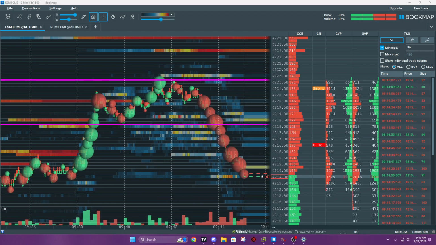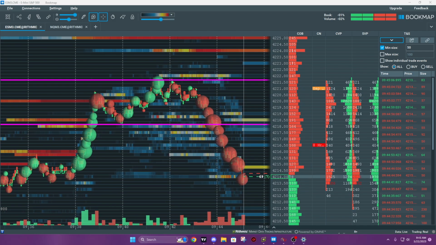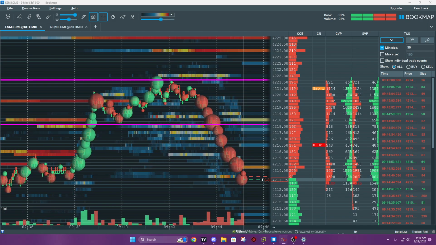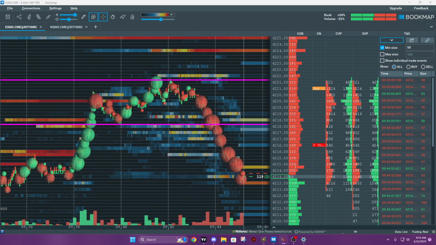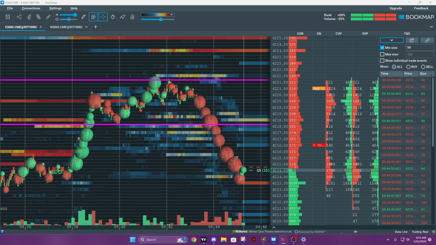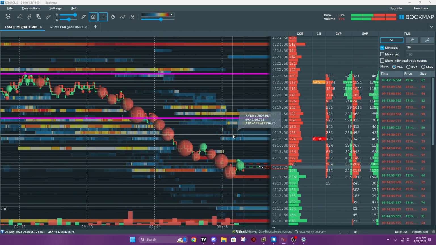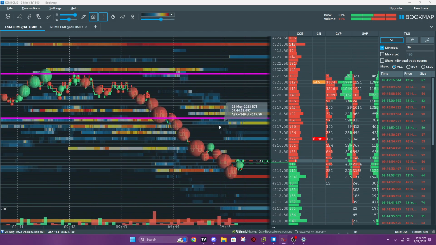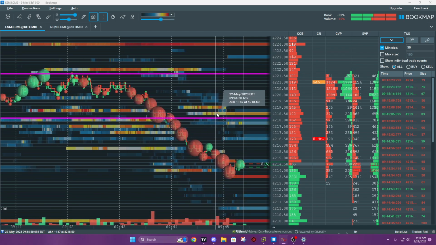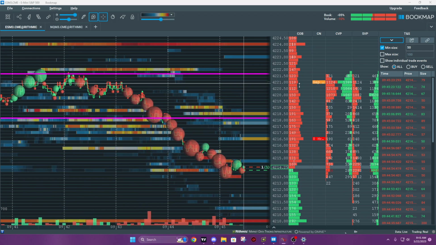Let me turn this pullback bar off real quick. Okay. Yeah, nice winning trade there. Negative 1700 delta. Price and delta is still correlated well. Looking great. Looking like a great morning so far for the first morning on the stream.